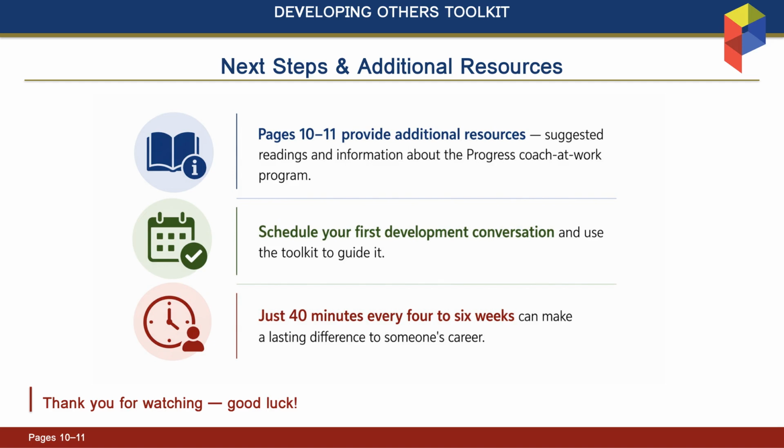Pages 10 and 11 provide additional resources, suggested readings and information about the Progress Coach at Work program. Schedule your first development conversation and use the toolkit to guide it. Remember, just 40 minutes every 4 to 6 weeks can make a lasting difference to someone's career.